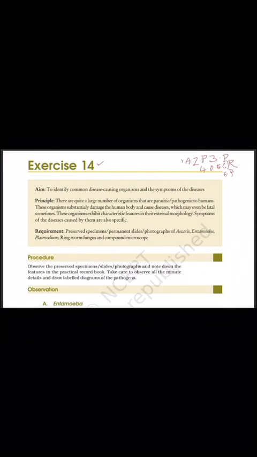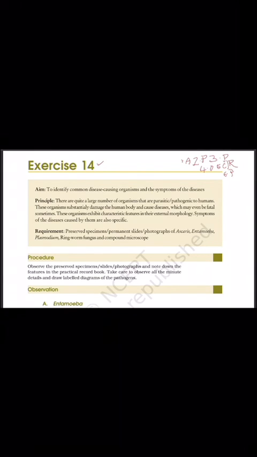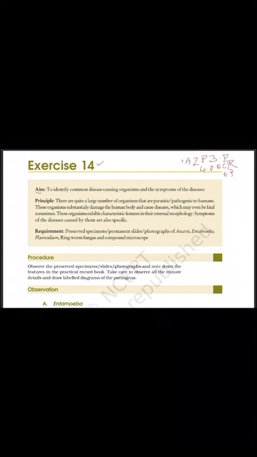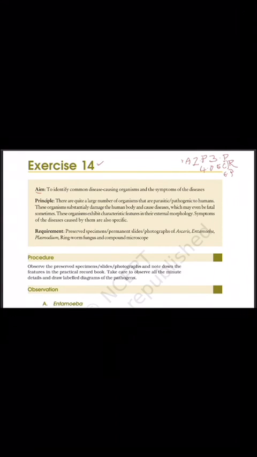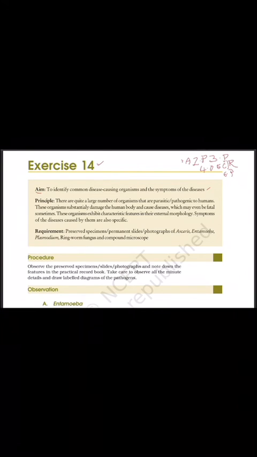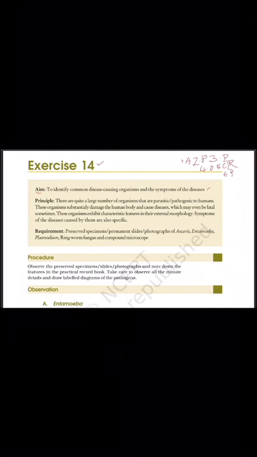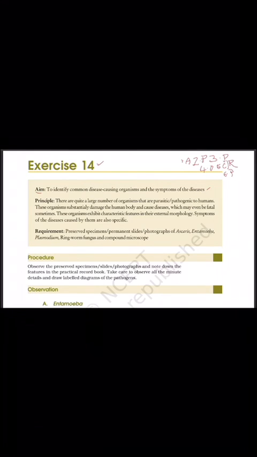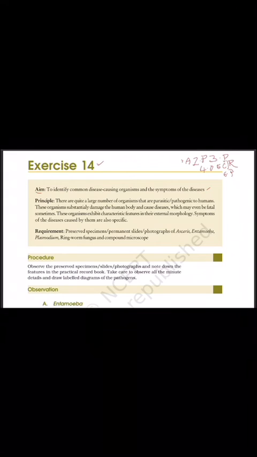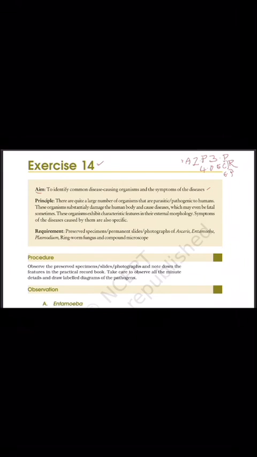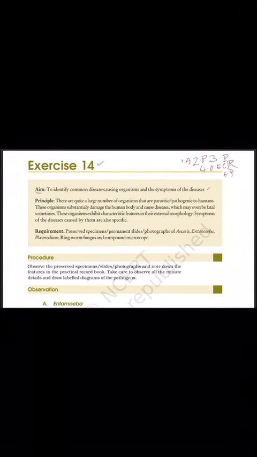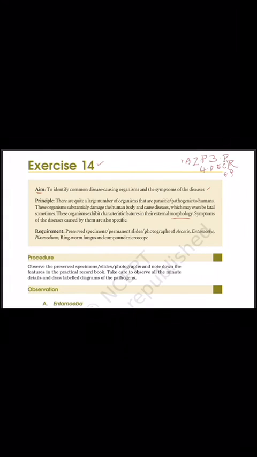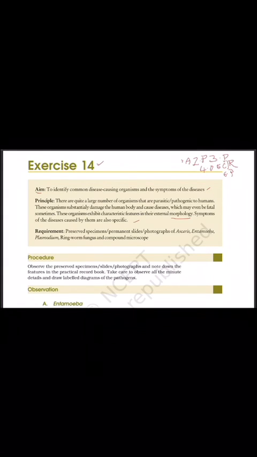With this background, moving ahead, the first one in the format is the aim: to identify common disease causing organisms and the symptoms of the disease. The principle involved is related to chapter 8, Human Health and Diseases. There are quite a large number of organisms that are parasitic or pathogenic to humans. These organisms substantially damage the human body and cause various diseases, which may even be fatal sometimes. These organisms exhibit characteristic features in their external morphology. Symptoms of the disease caused by them are also specific. This is the principle involved.